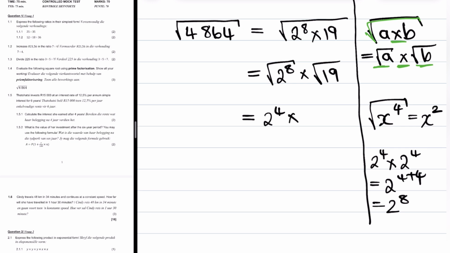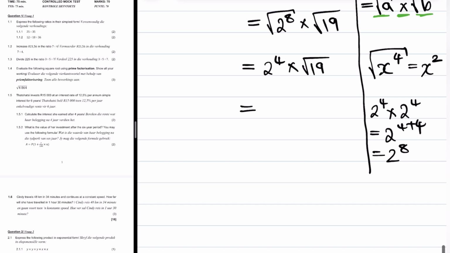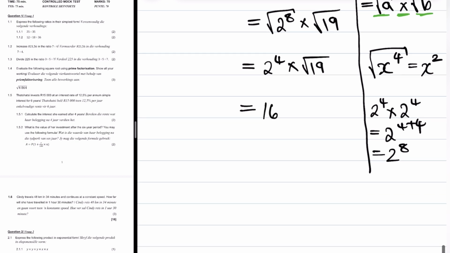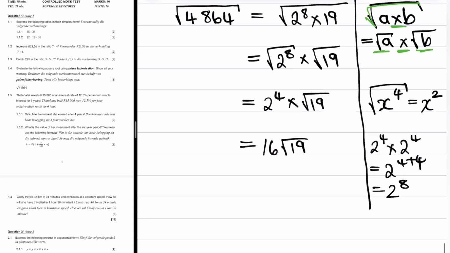So that still has the product with the square root of 19. And simplifying this, of course, we would get 2 to the power 4, which is an easy number to calculate. That's 16. And we can remove the multiplication sign and just write root 19 next to it. Now, if you do this on a calculator, let's just write this here and complete it. The square root of 4,864 is equal to 16 root 19.